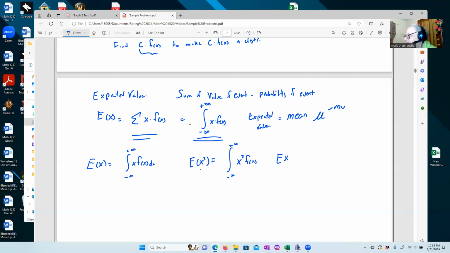Just to show you the pattern, E of x cubed, I think you're kind of sensing a pattern as we speak right here, right? And then we have x cubed times f of x. This is related to skew. They do not ask you what skew is, and there's more that go up. Like x to the fourth is called kurtosis. That has nothing to do with bad breath. It has to do with the shape of the distribution. So we're going to go with that.